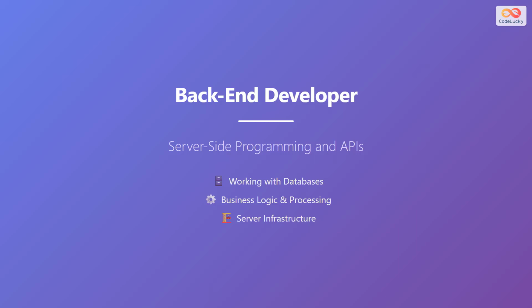Today we're exploring the role of a backend developer. Backend developers work on the server side, building the hidden infrastructure that makes web applications run. They handle three main areas: working with databases to store and retrieve data, implementing business logic that processes information, and managing server infrastructure to keep everything running smoothly.